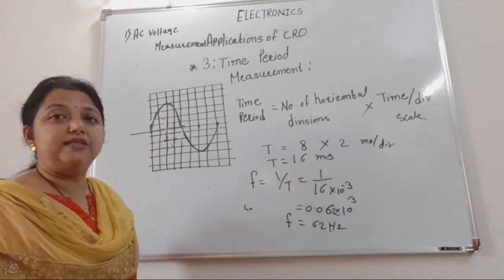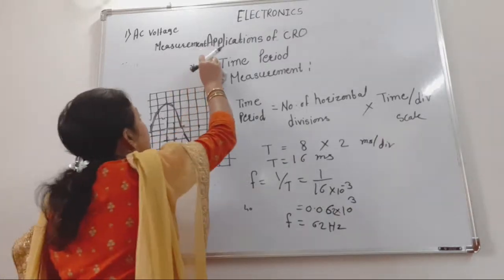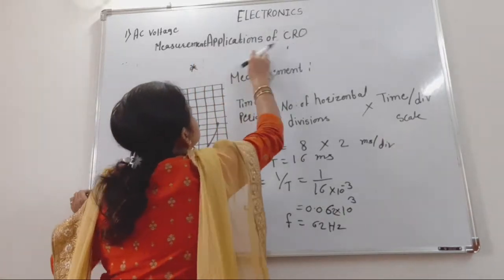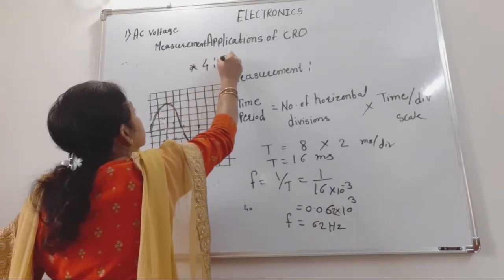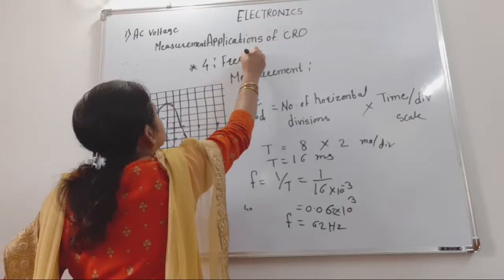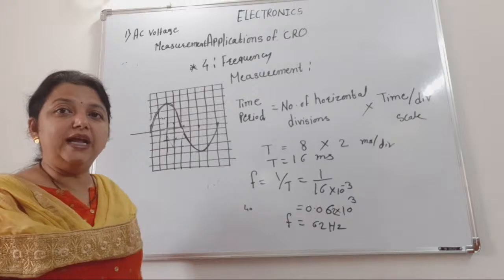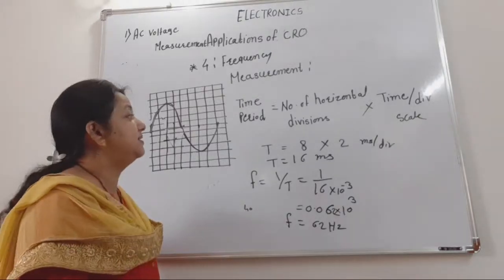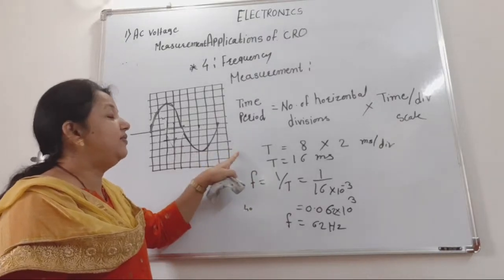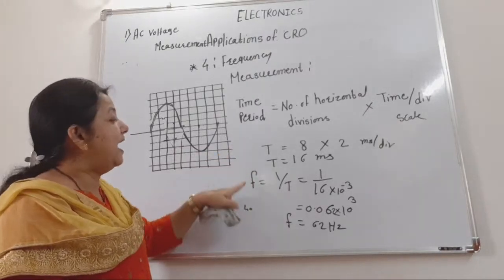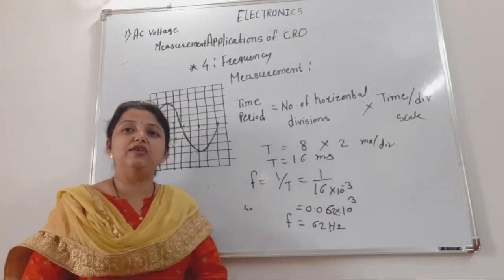In this way you can. This is the first method for frequency measurement. So here we have to write the fourth one, frequency measurement by CRO. Write down the heading as frequency measurement by CRO. Similar steps you have to calculate like the previous time period measurement, and then after calculating T, just take the reciprocal of that T and find out the frequency.